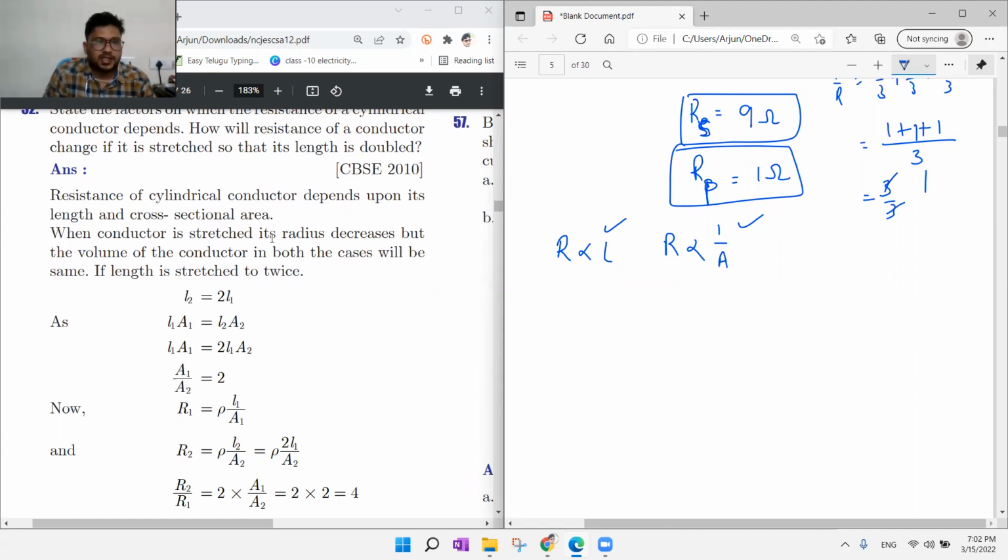When the conductor is stretched, its radius decreases, but the volume of the conductor in both cases will be the same. Now consider we have a conductor like this.